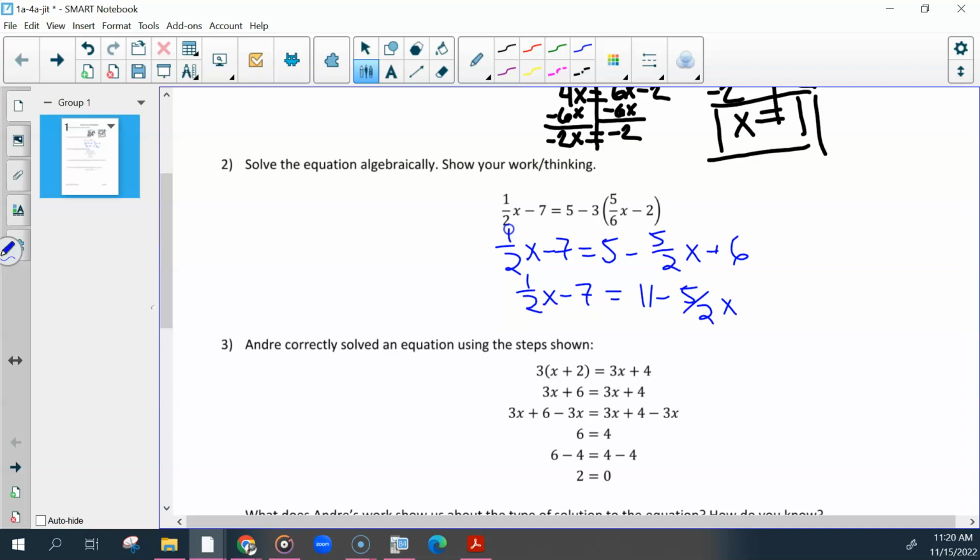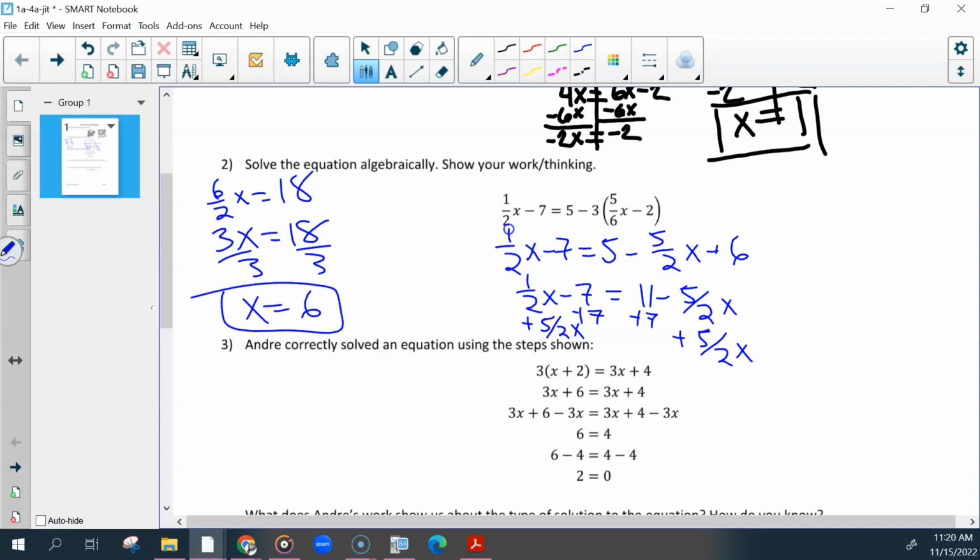So some of you moved 5/2 over. And then added 7. 1 plus 5 gives us 6/2. Some of you went ahead and figured out what that is simplified, which would be 3. And then divided both sides by 3 to get 6. So if you got x equals 6, that was the correct answer. Questions on 1 or 2?